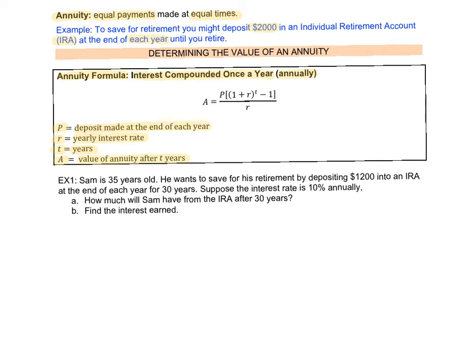Example 1, Sam is 35 years old. He wants to save for his retirement by depositing $1,200 into an IRA at the end of each year for 30 years. Suppose the interest rate is 10% annually. Part A, how much will Sam have from the IRA after 30 years?